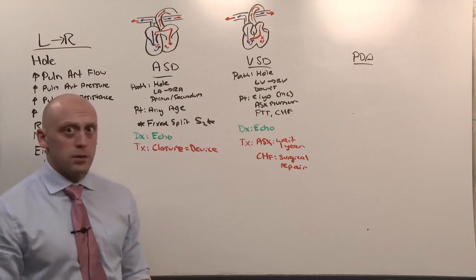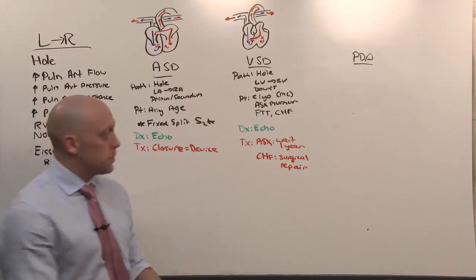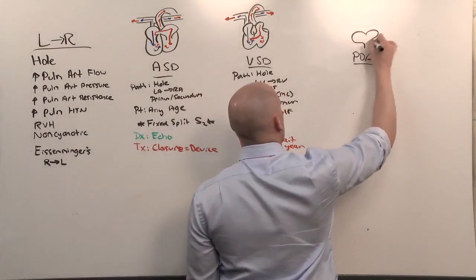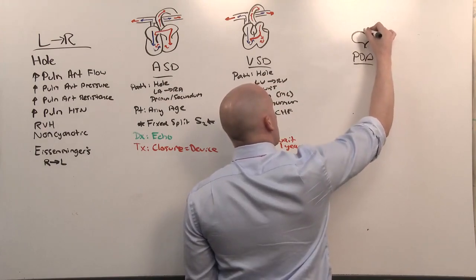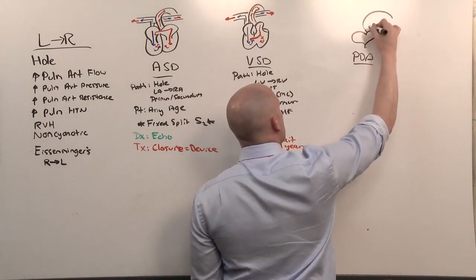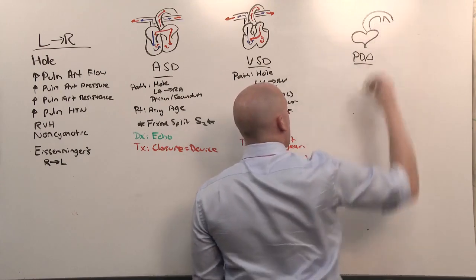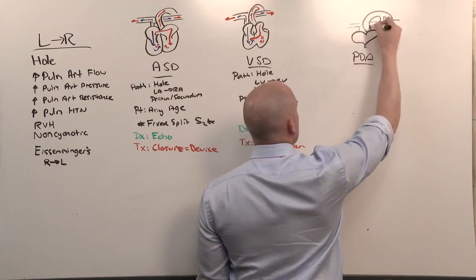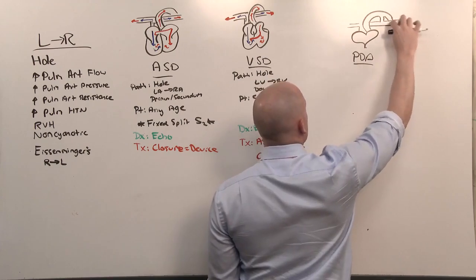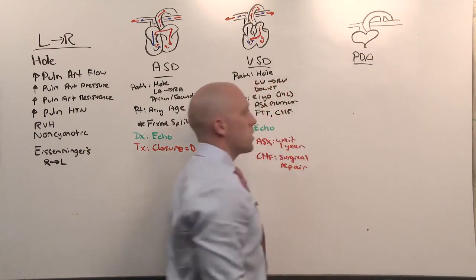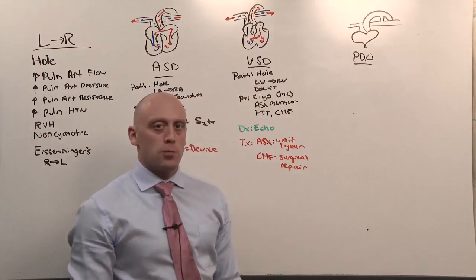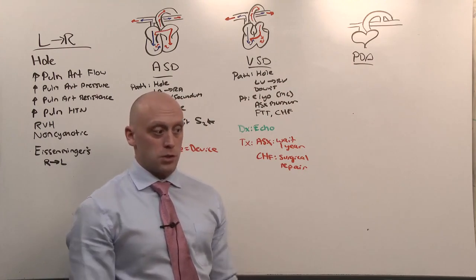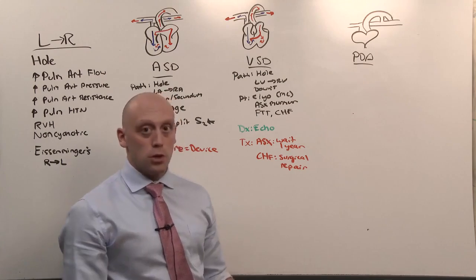And the last one, patent ductus arteriosus, is going to be nothing to do with the atrium or the ventricles. So I'm just going to draw a little heart-shaped heart. It has everything to do with the aorta and the pulmonary artery. That is, in utero, we want to bypass the lungs, and so we have a connection between the aorta and the pulmonary artery. Once baby comes out, we want oxygenation to occur in the lungs, so that should close.